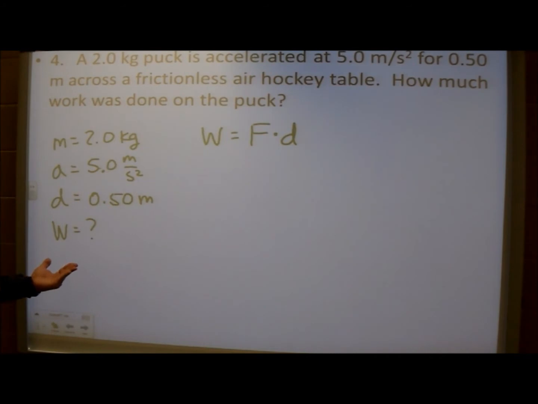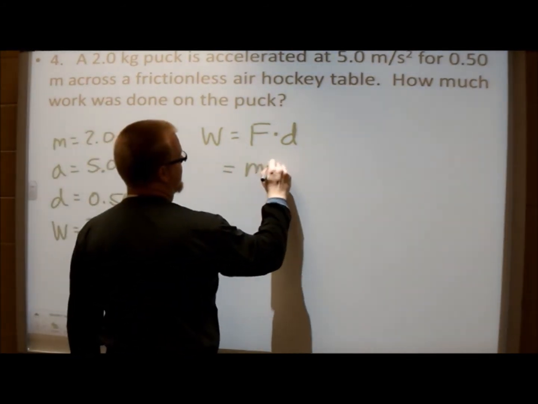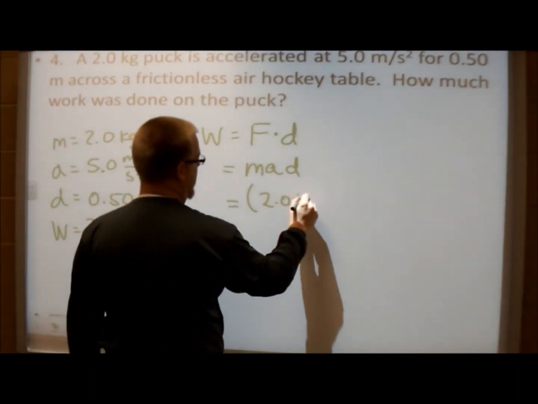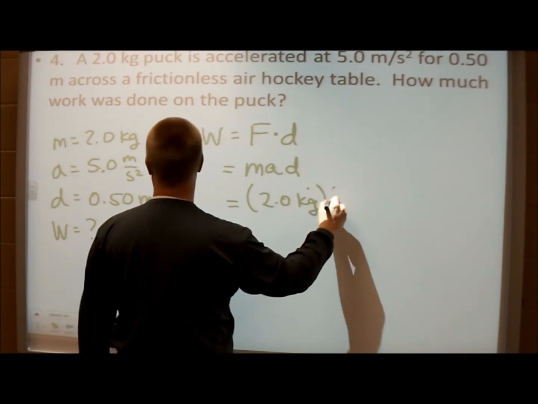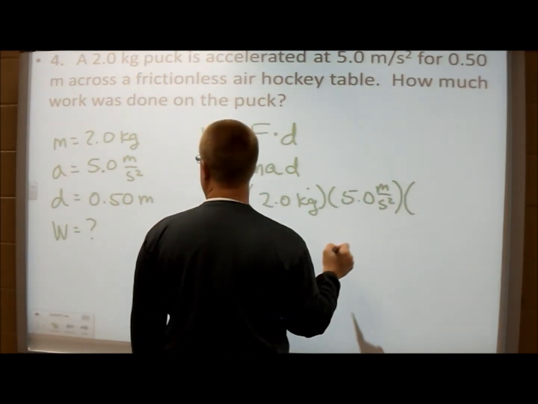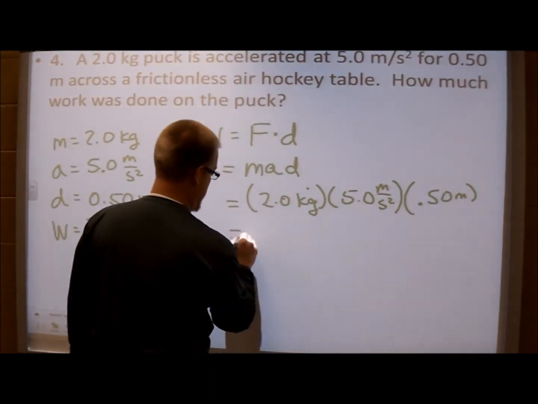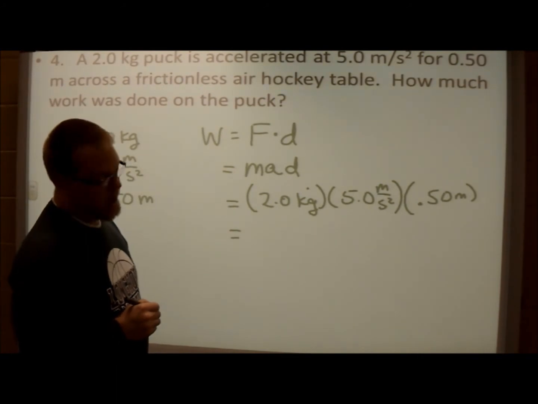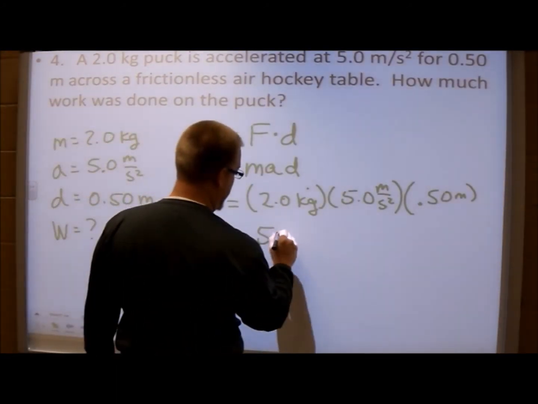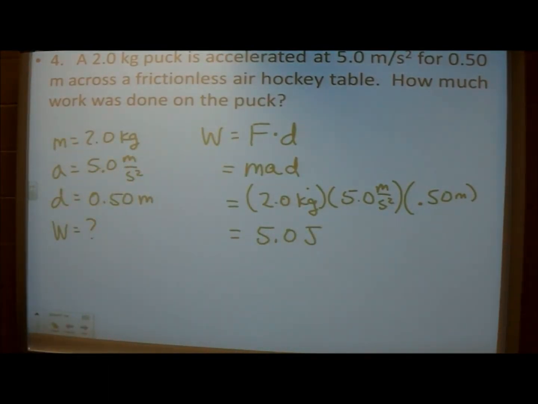Well, they didn't give us a force, but Newton's second law says force is mass times acceleration. So my mass is 2 kilograms. The acceleration was 5 meters per second squared. And the distance that we went was 0.50 meters. Pop that all into the calculator. And we get 5.0 joules. And that's correct for the sig figs. That's number 4.